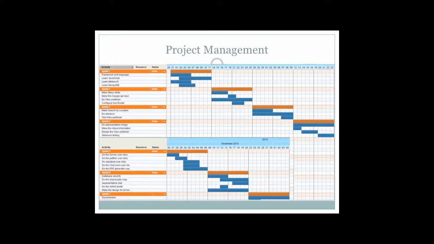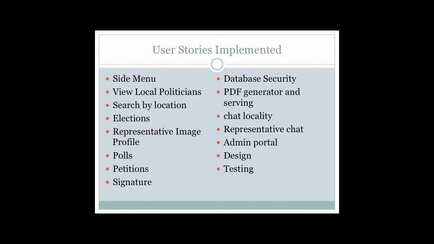This is a Gantt chart of our sprints. As you can see, we completed every story throughout all the sprints. This takes into account the whole semester, from the beginning to the end. We completed many user stories throughout the entire semester.